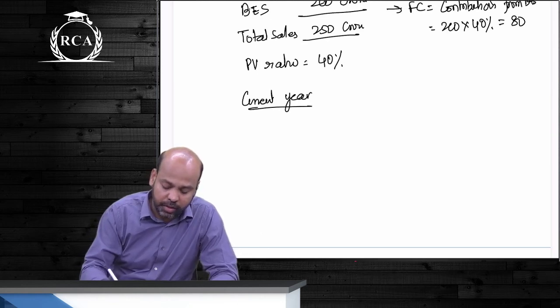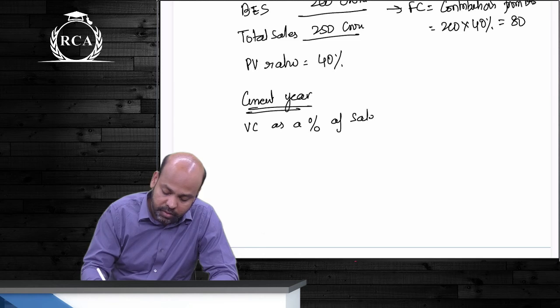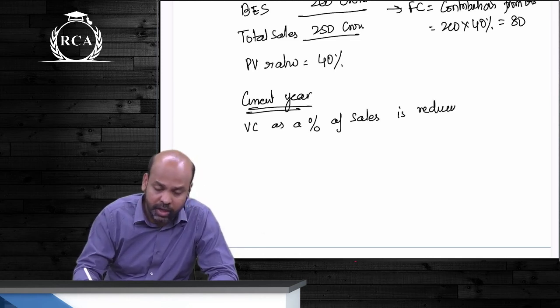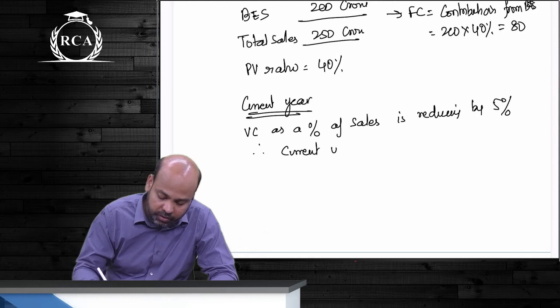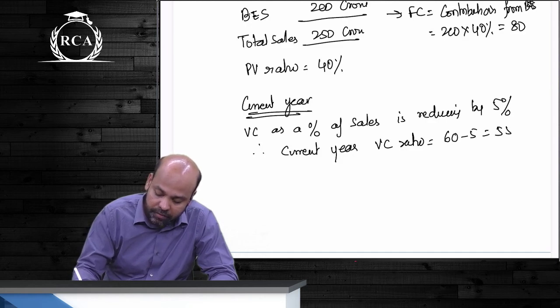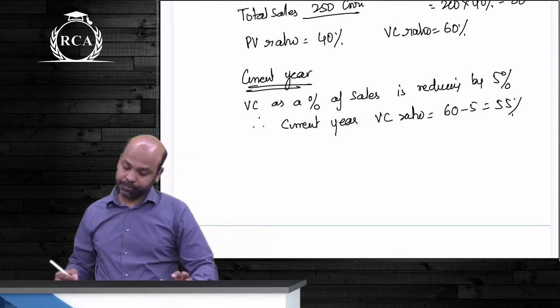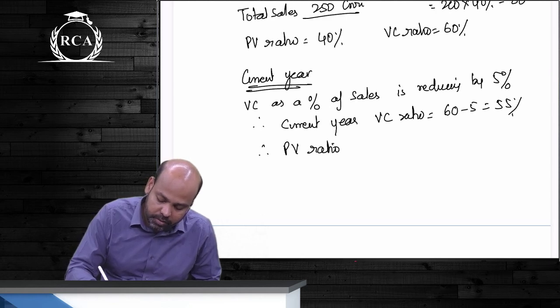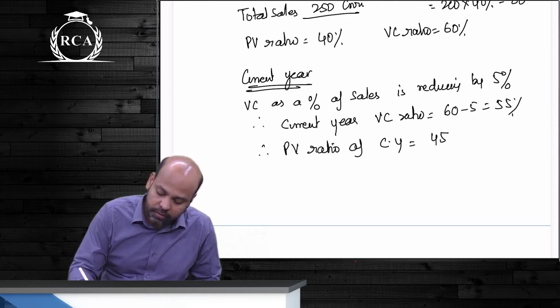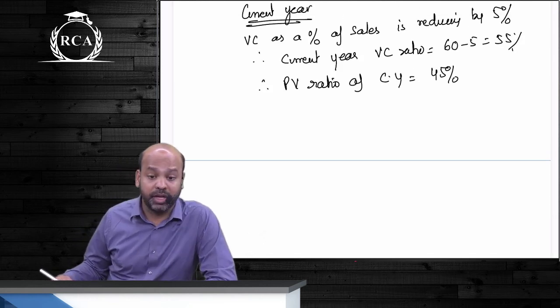Current year, guys, you can write with me beta. Variable cost as a percentage of sales is reducing by how much? अरे वो selling price है, reducing by 5%. Therefore current year variable cost ratio कितना हो जाएगा? 60 minus 5, 55%. यहाँ पे भी लिख लेना बेटा लास्ट ईयर के लिए. वेरिएबल कॉस्ट रेशियो is 60%. Therefore PV ratio for current year beta will become 45%.